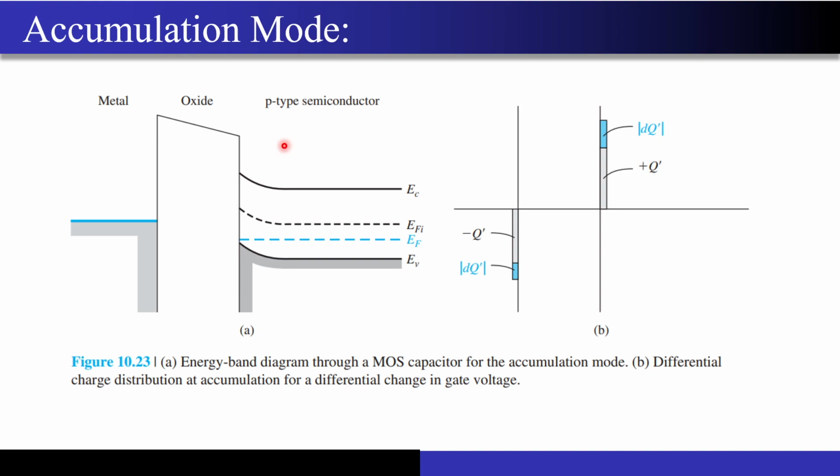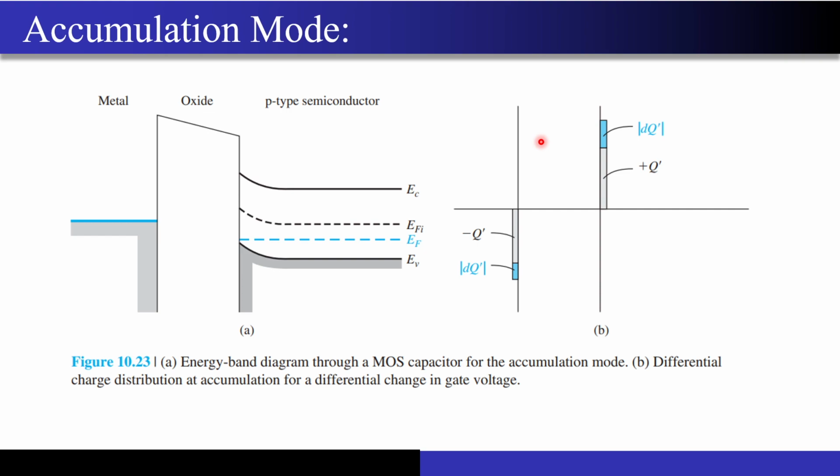Like if it has not crossed the inversion, then the depletion region width will determine the capacitance, right? And if you have already crossed the inversion, then whatever voltage you apply, these changes will be easily reflected directly over here. So consider the first case, accumulation mode.